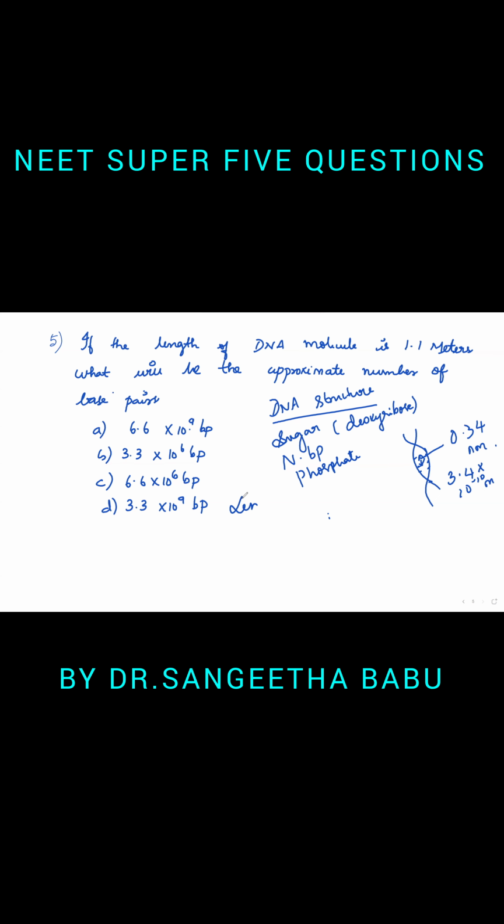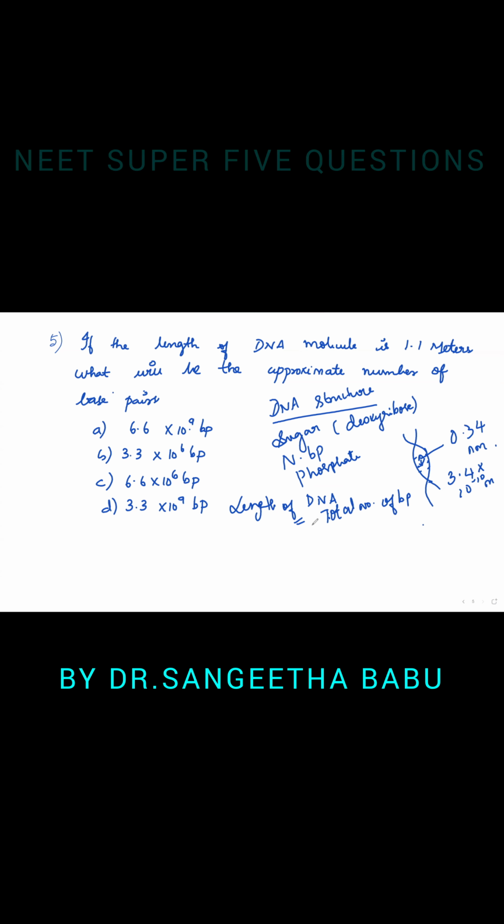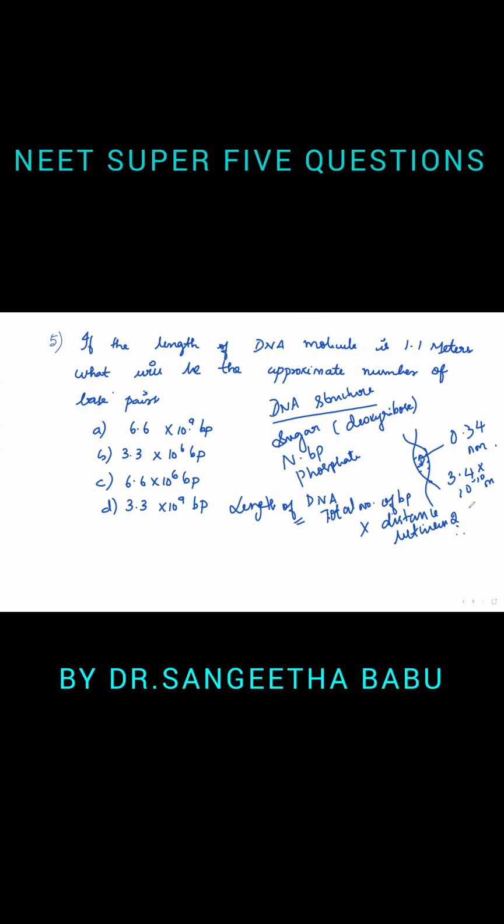The formula to calculate the length of this DNA is the total number of base pairs multiplied by the distance between the two base pairs, that is, the internucleotide distance. So now how can we calculate this? The length is already given as 1.1 meter.